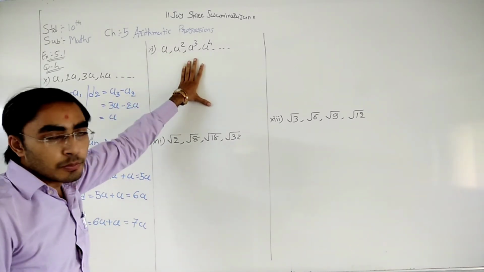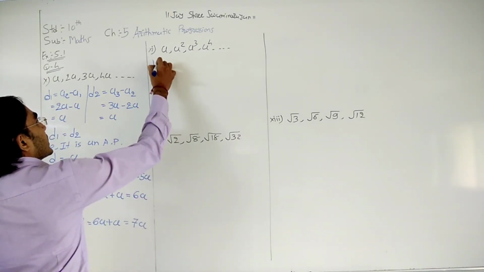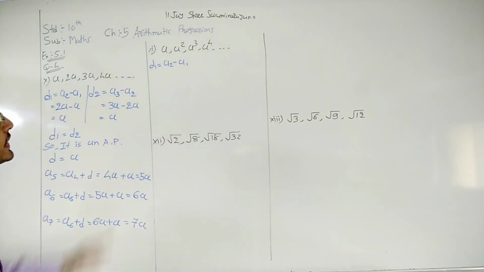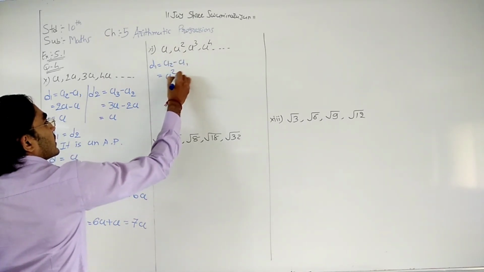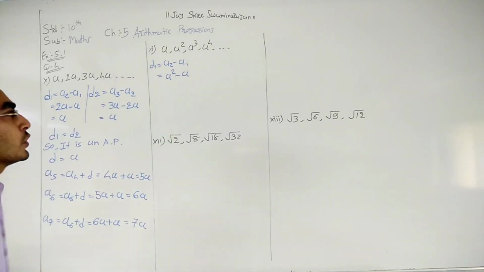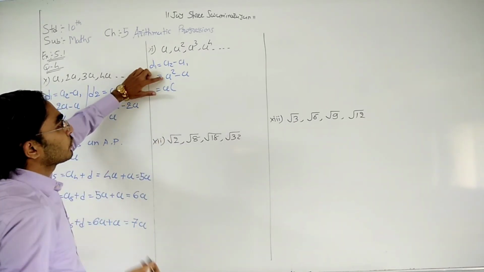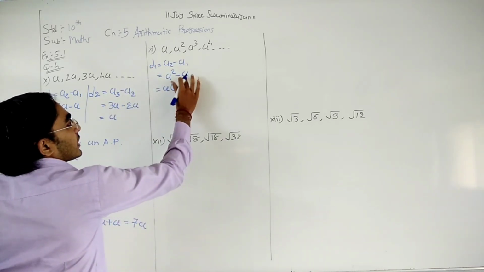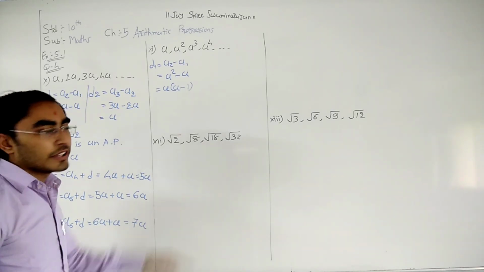A square, A cube, A raised to 4. First of all, find the common difference D1. It is the second term minus the first term. So here our second term is A square minus the first term A, so A square minus A. Here we can take A as common. From A square, A is outside, so we write 1 in the bracket, and minus A is already common, so nothing remains, so 1. Okay, this is our D1.